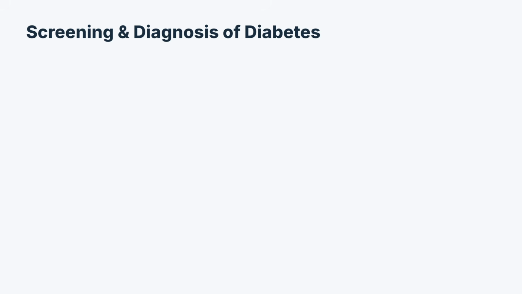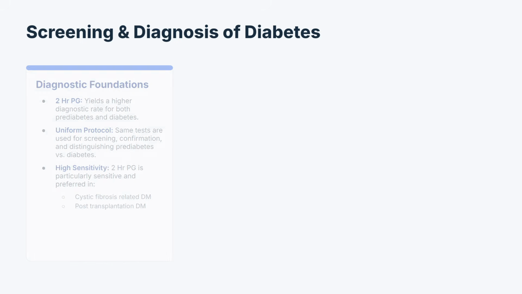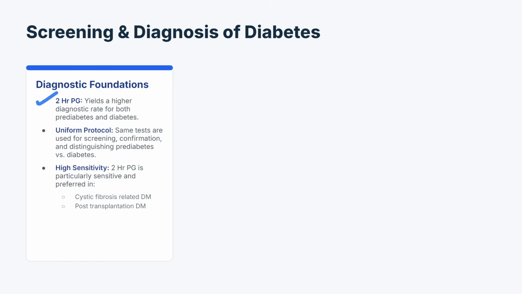Now some important points which should be kept in mind while screening and diagnosis of diabetes. As compared to fasting plasma glucose and HbA1c, 2-hour prandial glucose is more sensitive and therefore yields a higher diagnostic rate for both pre-diabetes and diabetes diagnosis. Secondly, the same tests are used both for screening as well as confirmation and for distinguishing pre-diabetes from diabetes.